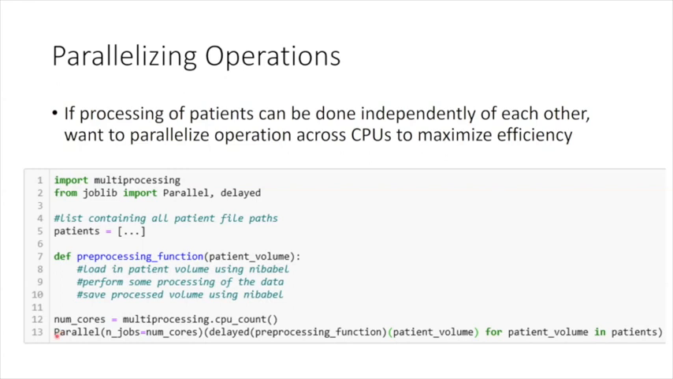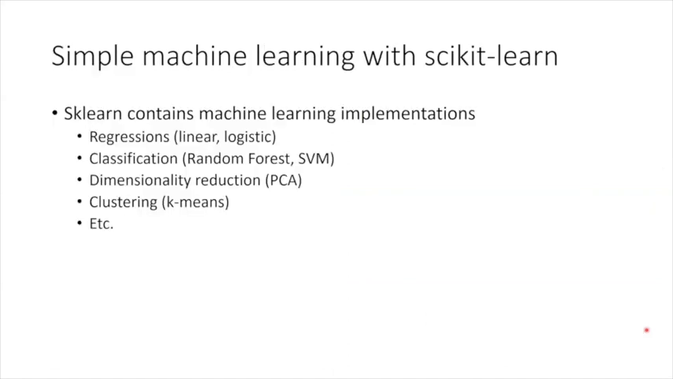And so if you copy this line right here, this will parallelize it across however many CPUs you currently have access to. So if we look at this, the pre-processing function is the function name. Patient volume is the input to this function. And we're doing this for patient volume in patients. So for every patient volume that's in our list patients right here. Okay. I'm just going to skip this slide.